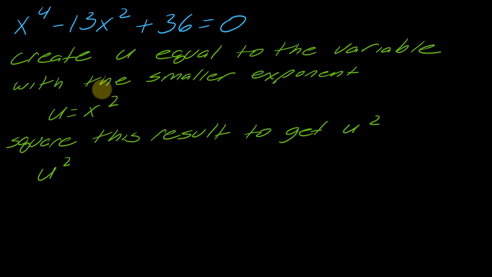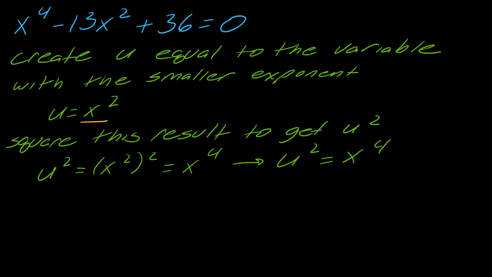So what happens if I square x squared? Well, I can just use the power rule here, right? Multiply those exponents together, I get x to the 4th. So just to be nice and clear, u squared is going to equal x to the 4th. So check this out now. I've got x squared up here, and now I can replace this with u. And then I've got x to the 4th down here, and I can replace that with u squared. So the next thing that you want to do is make substitutions.